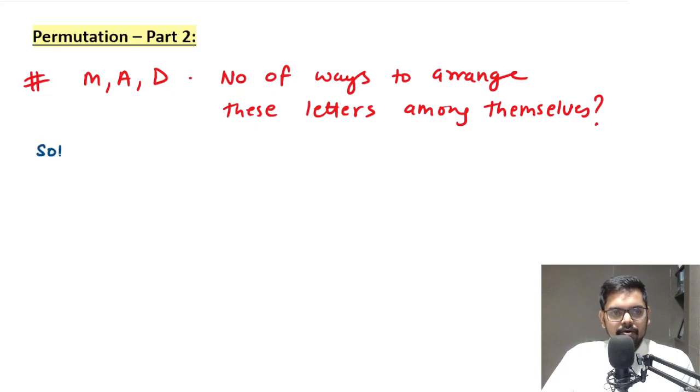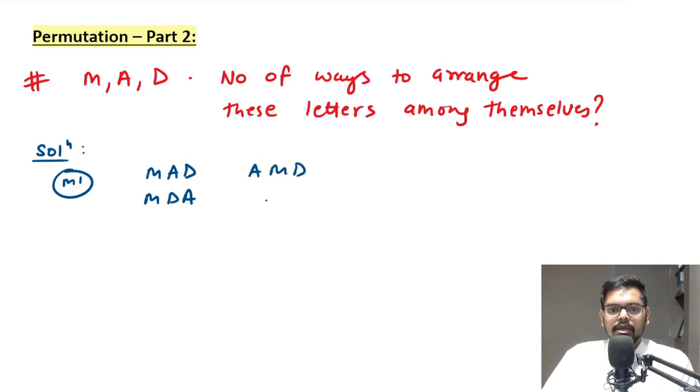Very simple. I know you will say, sir, no need of any concept. I can simply arrange in this way: MAD or else MDA. Also, A can take the first position, so AMD, or else you can see ADM. D can also take the first position, so DAM, or you may say DMA, right? So we have only 6 possible ways to arrange these letters among themselves.